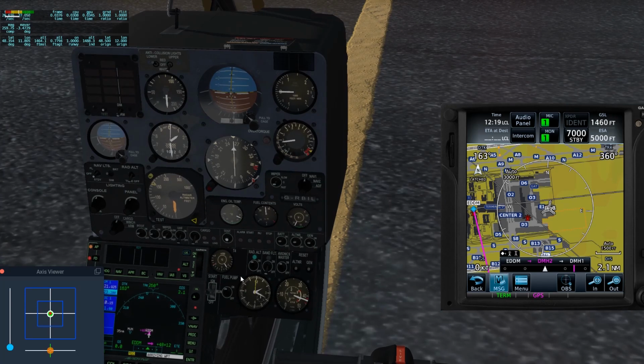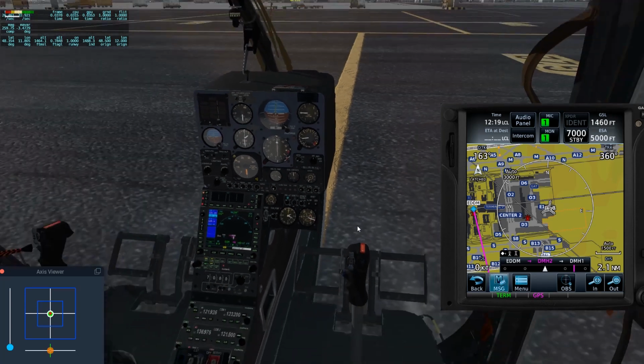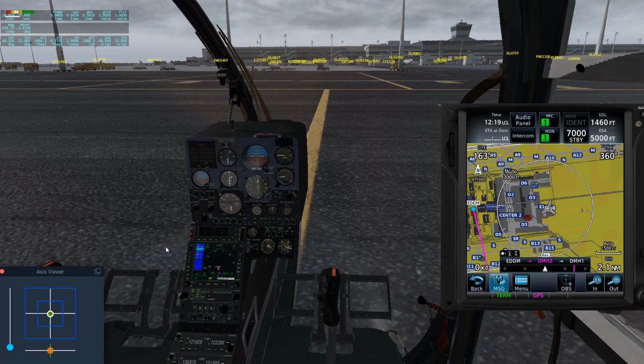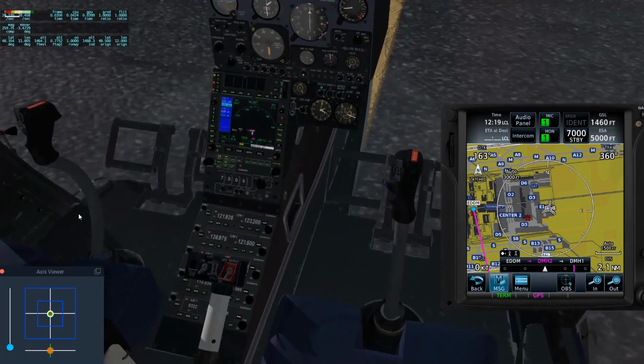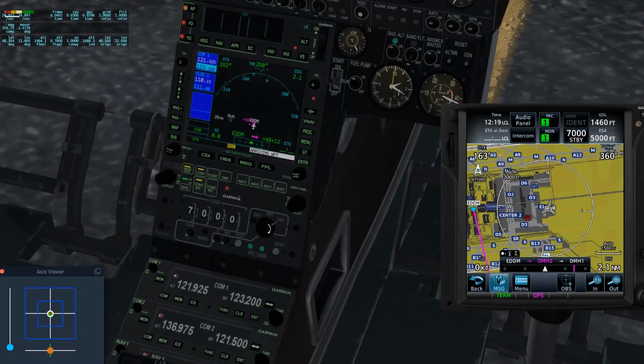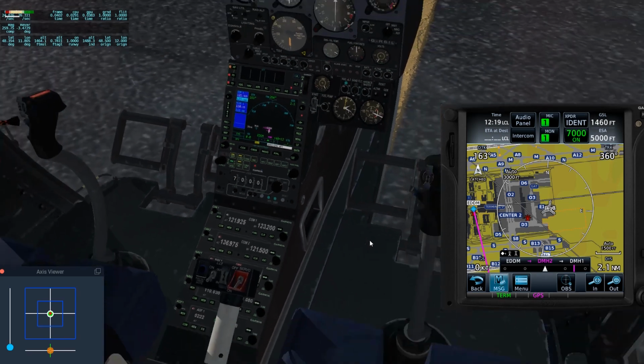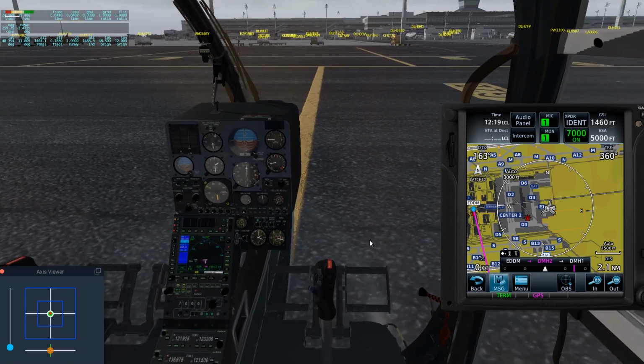I'm going to call Munich Apron. I'm again telling him who I am, what I am, where I am, and what I want. We're all fired up and we are ready to taxi. Austrian 141, thank you, have a nice evening.